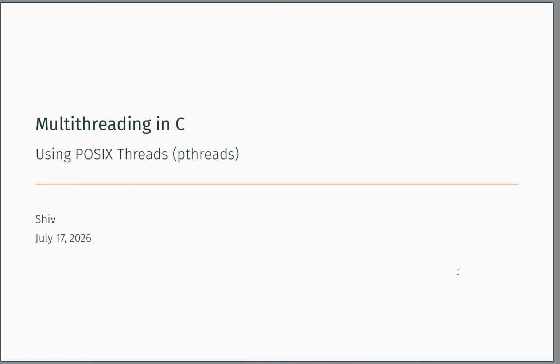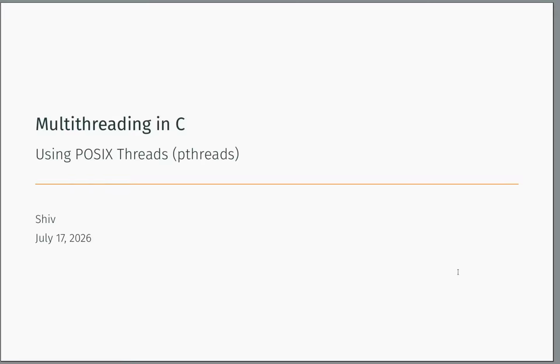So first question is, what is POSIX threads? POSIX threads is a user level library which maps the threads created by the library to kernel threads.